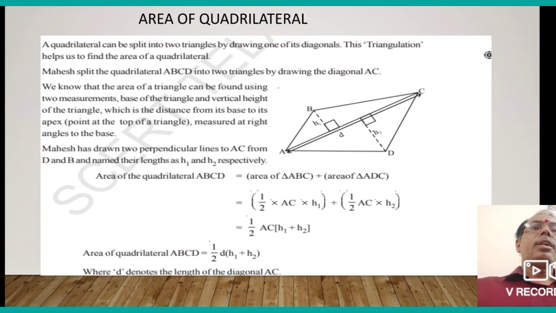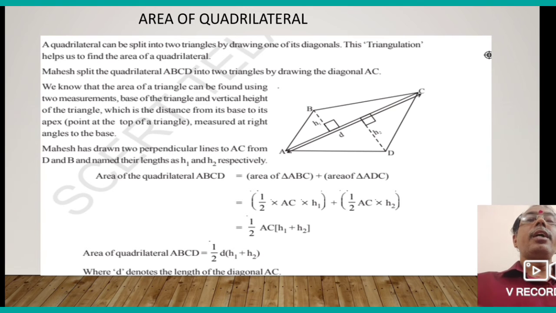Okay, children, then the other thing is area of a quadrilateral. So here also we have to obtain formula for area of a quadrilateral. So see this. A quadrilateral can be split into two triangles by drawing one of its diagonals. So this triangulation helps us to find out the area of a quadrilateral. See this quadrilateral, children, ABCD. So here the thick line, that AC is the diagonal, which divides the quadrilateral into two parts, that is two triangles. This is why it is called triangulation.